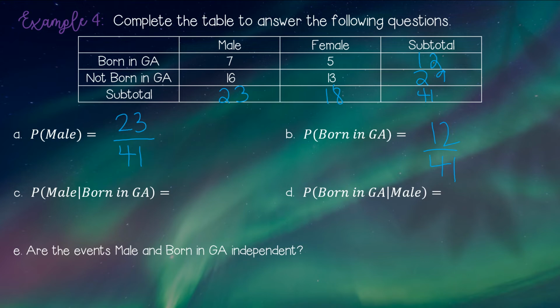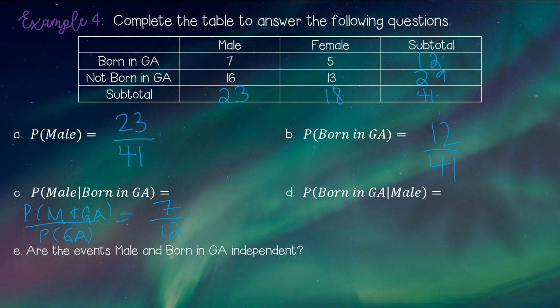Okay, so that means we need to find the probability of male and born in Georgia, and then divide it by the probability that they were born in Georgia. So we're not doing this out of all 41 people. We're looking just specifically at the probability that they were born in Georgia. All right, so male and born in Georgia is 7. And how many people were born in Georgia? 12. 7 over 12.